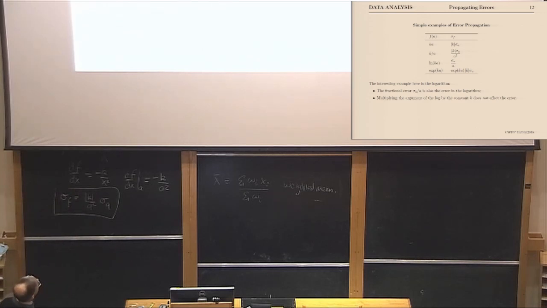So that's the second one, and then the third one and the fourth one are simple examples along the same lines. Note that sigma a divided by a is actually the fractional error in a. So this is a number. The dimensions here cancel top and bottom, of course. So that's just a number, and it's just some percentage. If it's 0.007, then it's 0.7%.